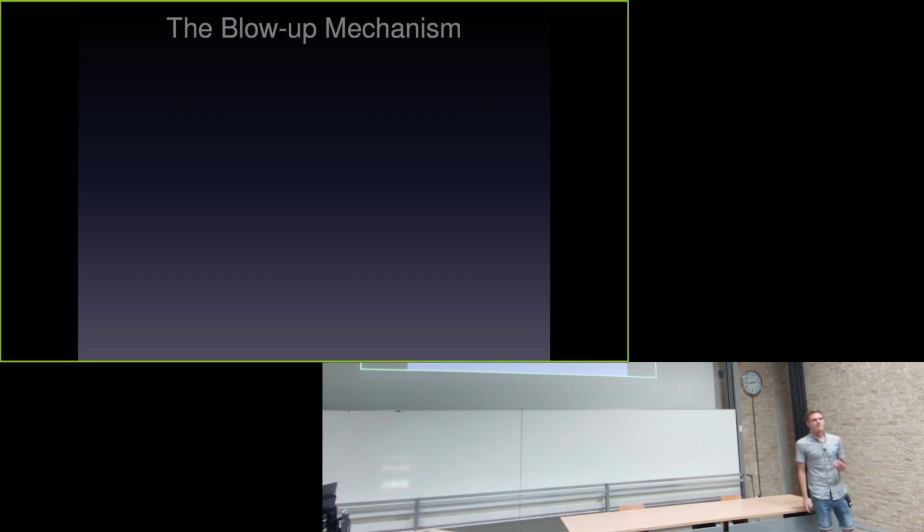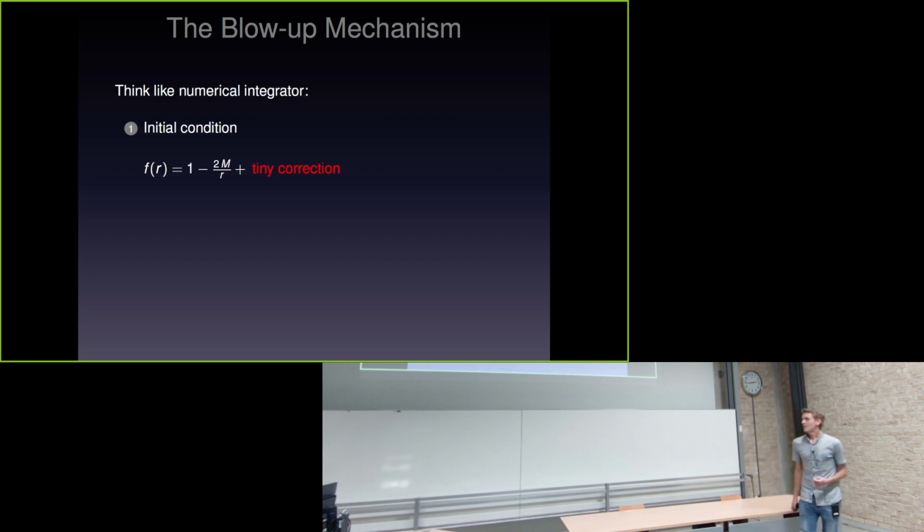And to understand this mechanism, it helps to think like a numerical integrator. So we cannot numerically integrate, but we can still think like one. How does a numerical integrator think? Well, first you need to provide an initial condition. This is just a small perturbation around the Schwarzschild. I don't think I have to convince you that it's small.